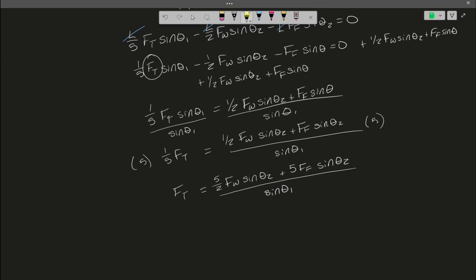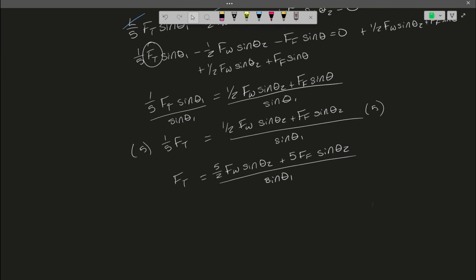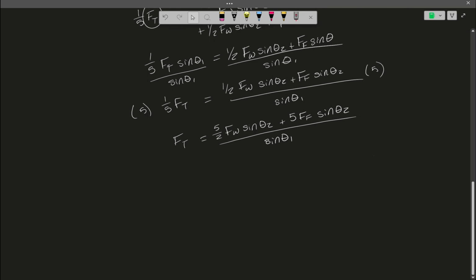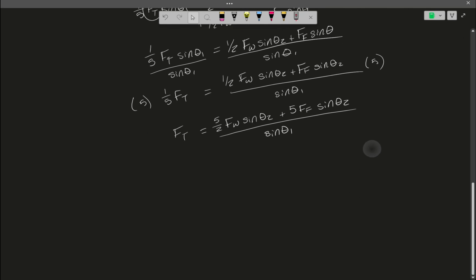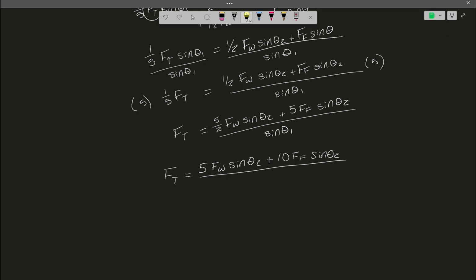At this point in time, you could input numbers, but I like to minimize the errors that I can have with my calculator, so I'm going to simplify this a little bit more. I am going to drop this 2 down. So when I do that, I will end up with 5 FW sine theta 2 plus 10 FF sine theta 2, divided by 2 sine of theta 1. So now I can just plug in all my numbers.